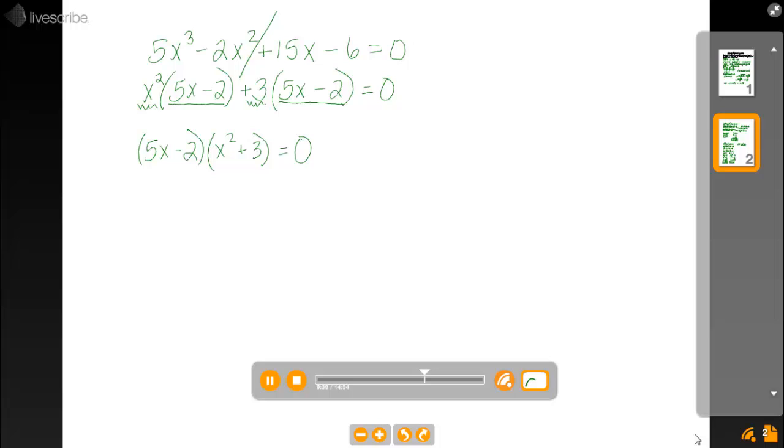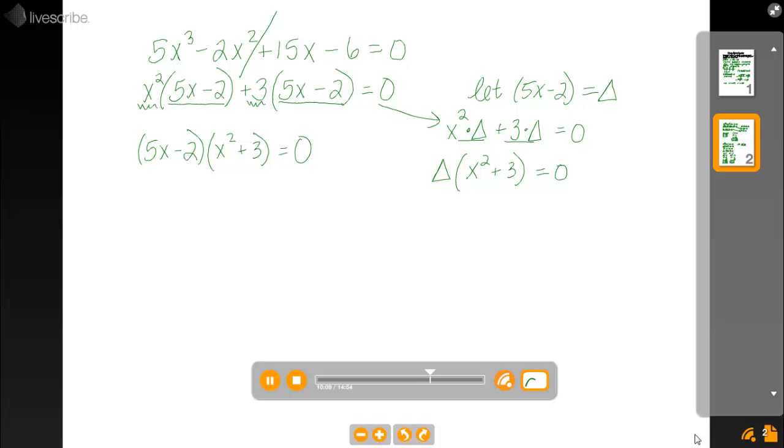If that didn't quite make sense to you, sometimes it's kind of hard to see that factorization. Let's let the whole 5x minus 2 equal triangle. So that way, we can think of this as x squared times triangle plus 3 times triangle. Now do you see how we can factor out a triangle from each of these two terms? I'm just letting it stand for some funky symbol. So since the triangle was 5x minus 2, you can plug it back in instead of the triangle and get this factorization. But now, again, we can use the zero product property to solve this.